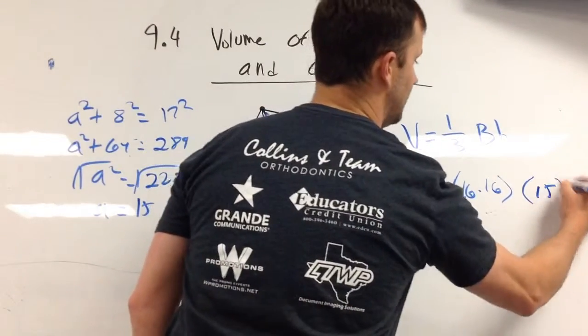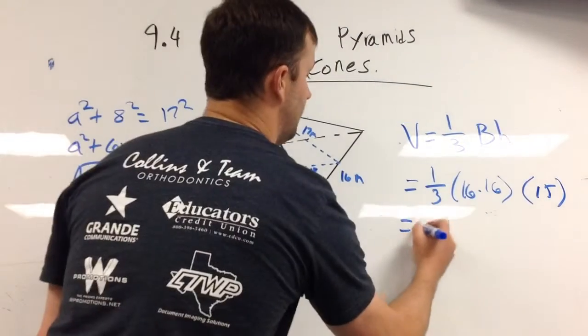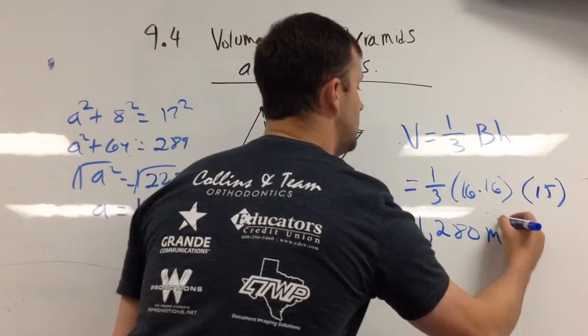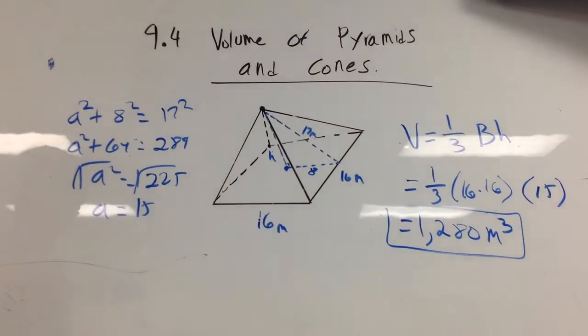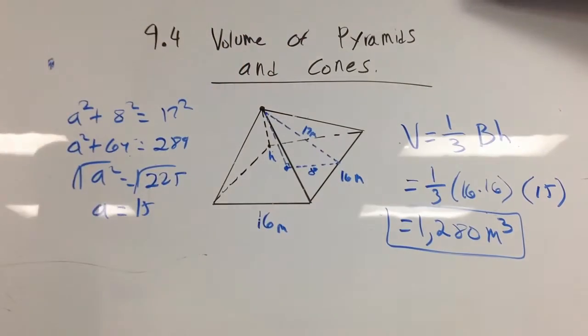So I'm going to plug in 15 right here. And when I multiply this all the way out, I should end up with 1,280 meters cubed. Remember, volume is always measured in cubic measurement. So literally all I have to do is 1/3 the area of the base times the height, and that is going to end up giving me my volume.